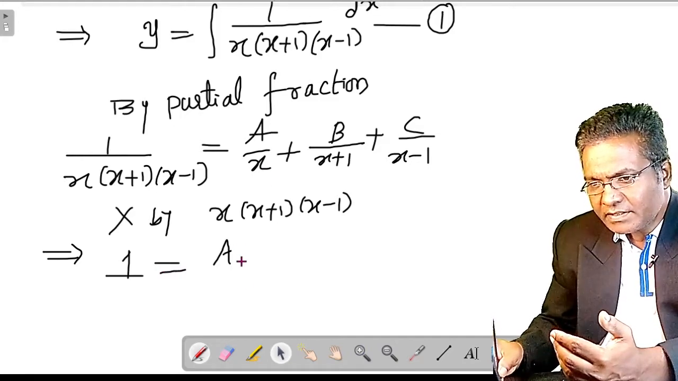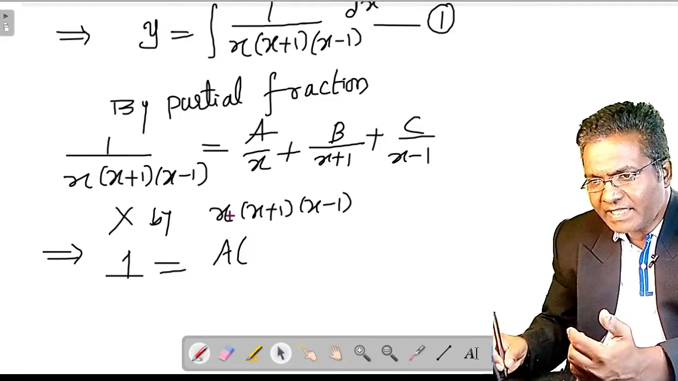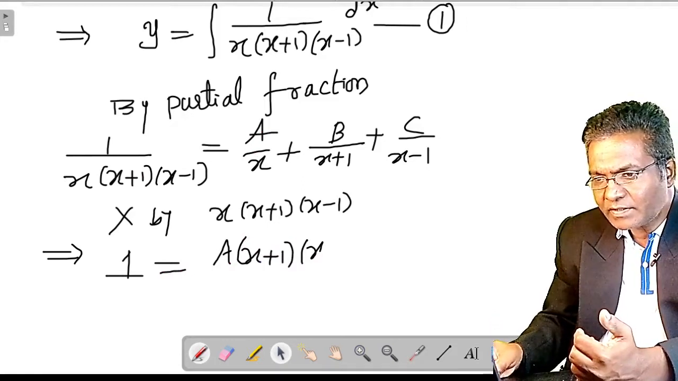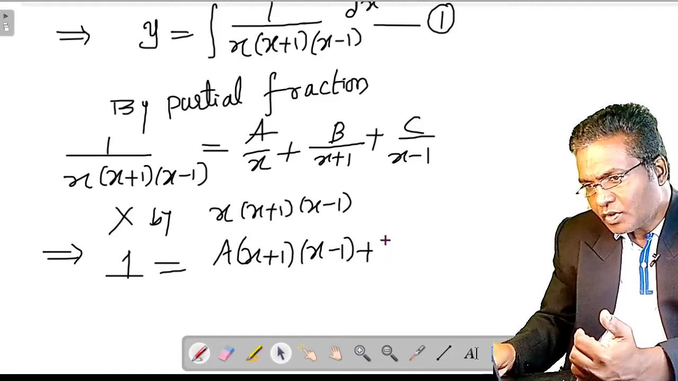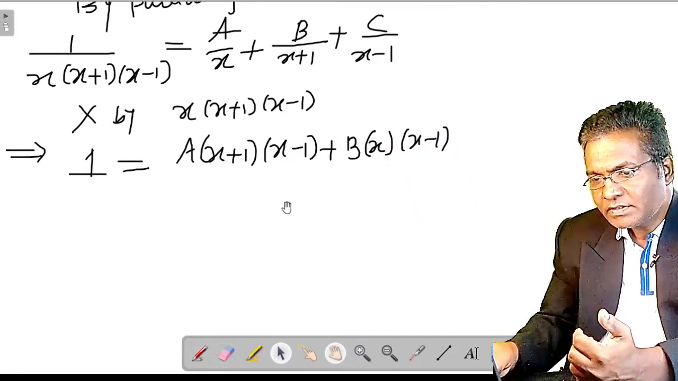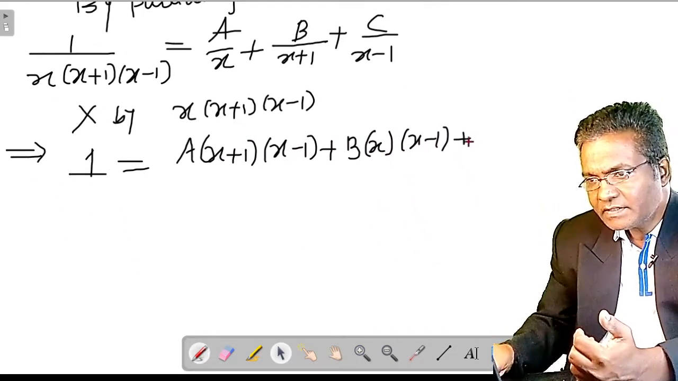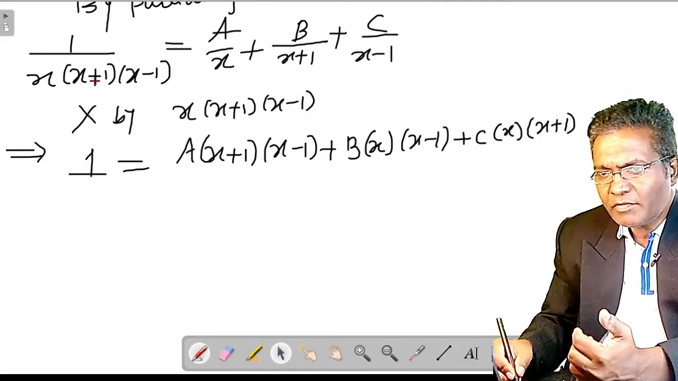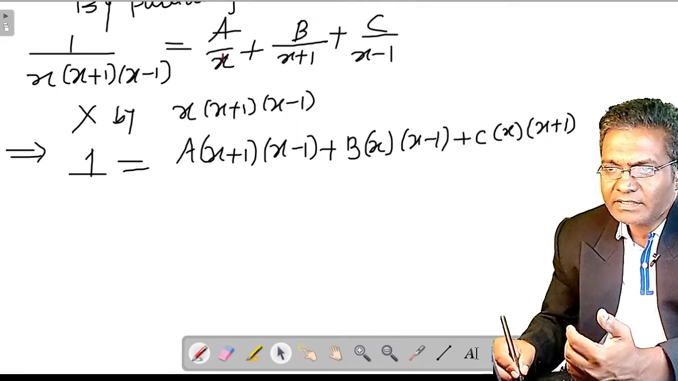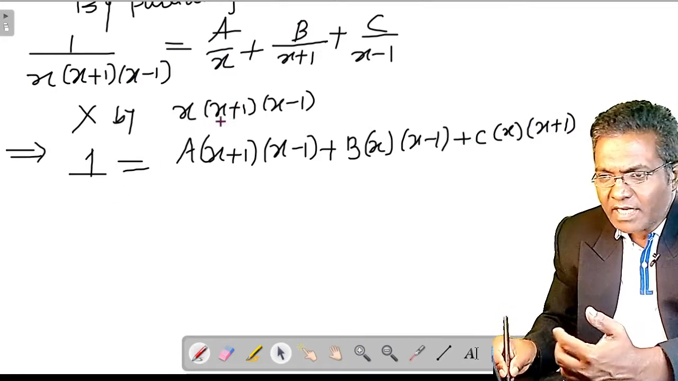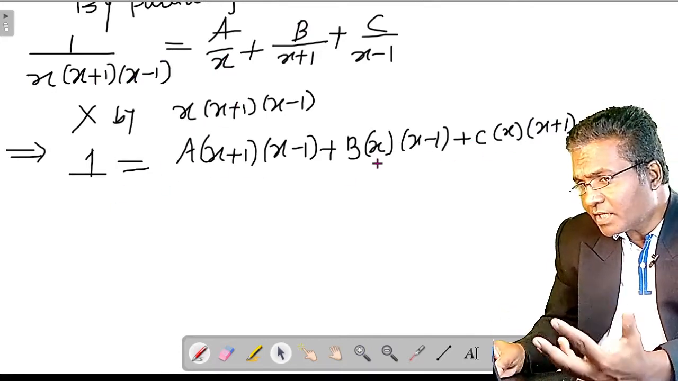Here you will get a into, if you multiply, x cancels, so you are left with x plus 1 and x minus 1, along with b x into x minus 1, and with c x into x plus 1. Okay, if you multiply this term to the right, the denominators get cancelled, and you are left with these terms. Now try to make one of the factors 0 by choosing a suitable x.